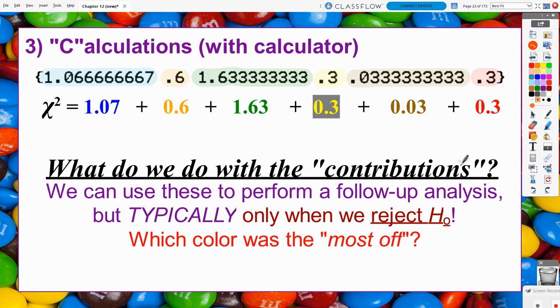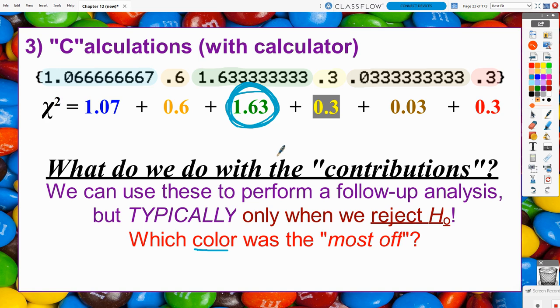Now, why would they even tell us what these numbers are? Well, we can use these numbers sometimes to do a follow-up analysis, but typically only when we reject the null hypothesis. And the question that we would typically ask is, which thing was the most off? In this scenario, it's which color was the most off. And all we have to do is look for the biggest value out of the entire 3.93 chi-square test statistic. So in the end, the green was the most off from what we expected to see.